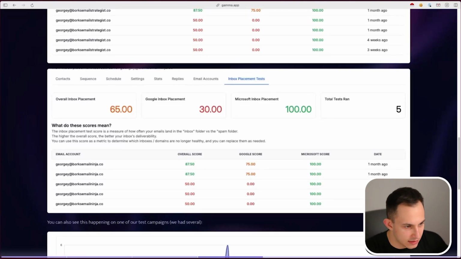Which obviously isn't very ideal, especially considering how expensive infrastructure is. You don't want to just burn email accounts after a week. That's not very sustainable.